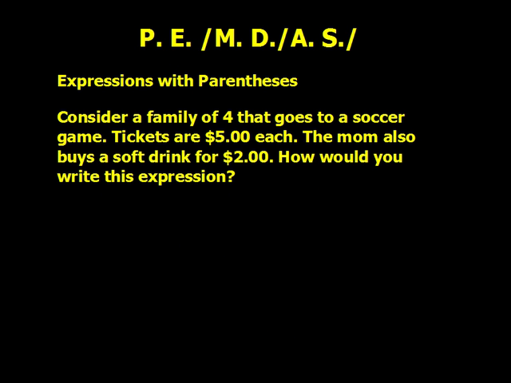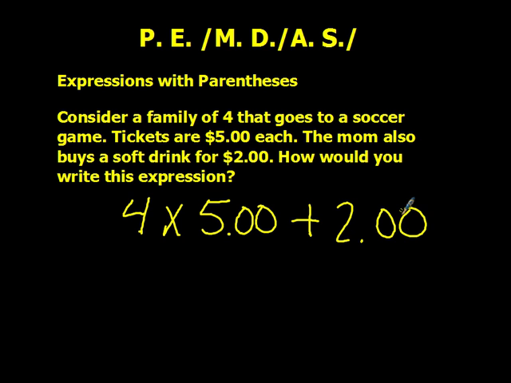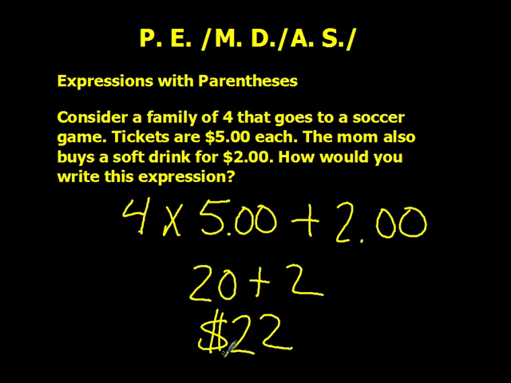Moving right along, expressions with parentheses. Consider a family of 4 that goes to a soccer game. Tickets are $5 each. The mom also buys a soft drink for $2. How would you write this expression? Well, it's pretty basic. You have a family of 4. They all want tickets, so those are $5 a piece. And then mom wants her drink, which costs $2. So 4 times 5 is 20, plus your $2 for mom's drink. And we end up with $22 as our total cost.